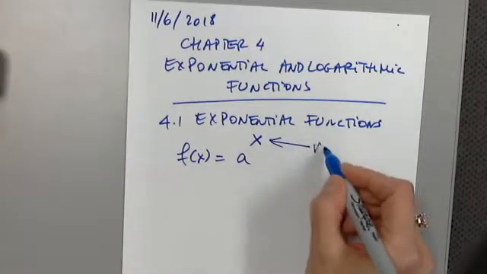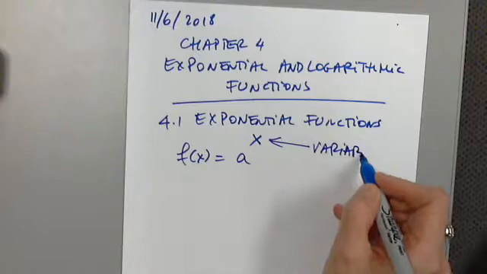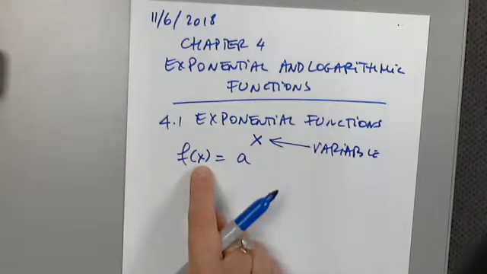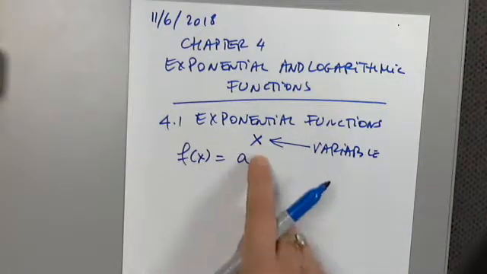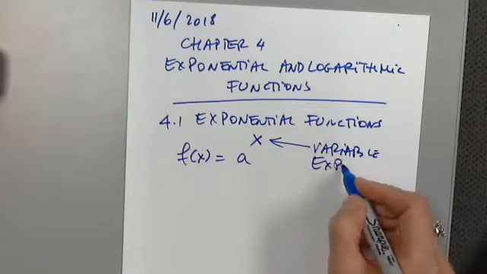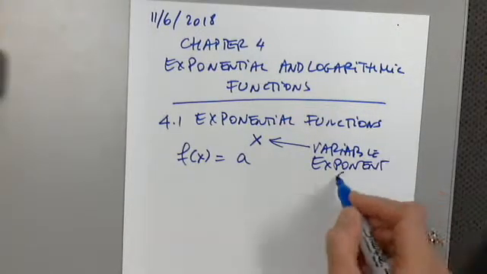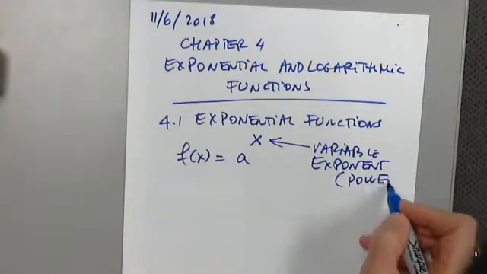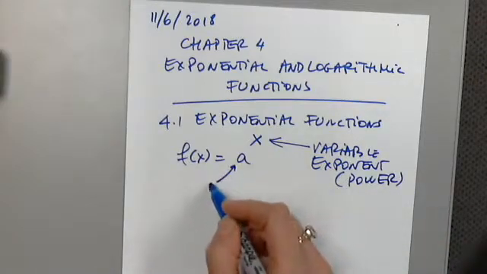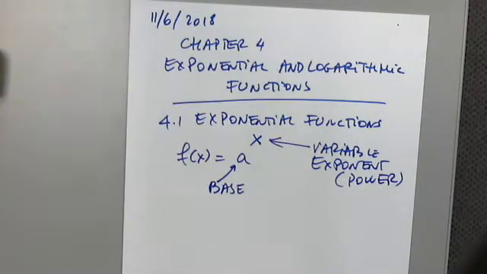This is the variable. As you see, f of x, right? That's the variable. It is the exponent, also called power. This is the base. The base is a number, of course.